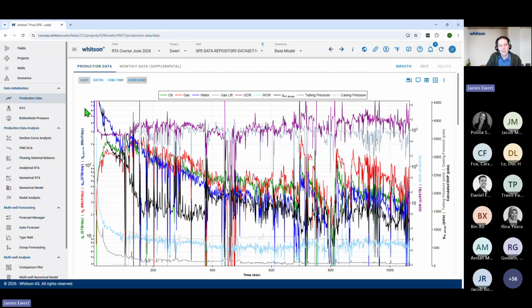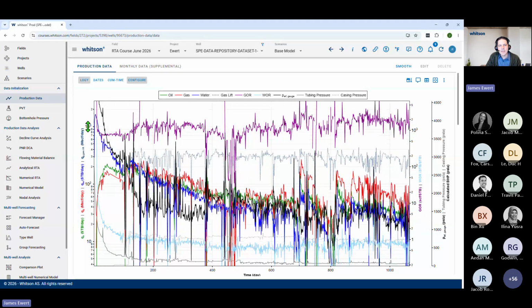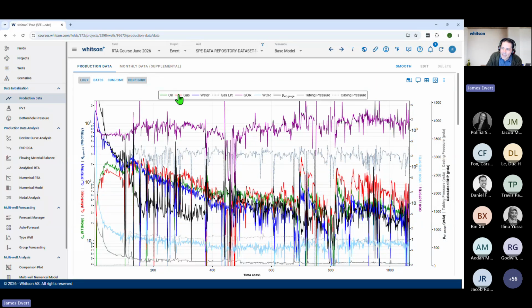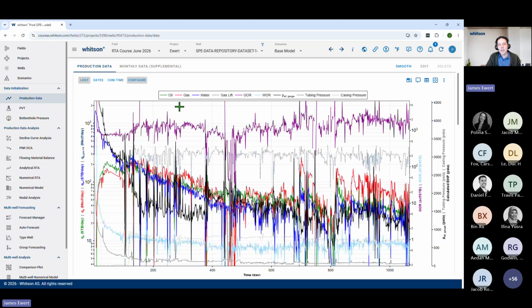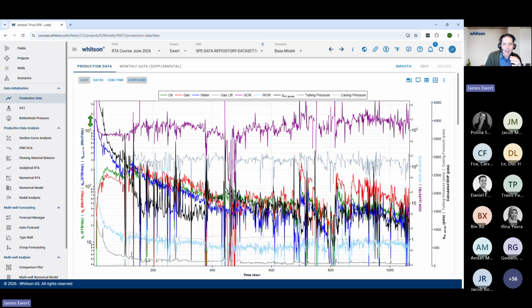There's a lot of different things we can do with the plots. You can squish them down. If I just want to look at gas, for example, I can just double click on gas. I can double click again to bring everything back. And this is actually something that's important to understand. With all of the plots in Whitson, you can interact with them.